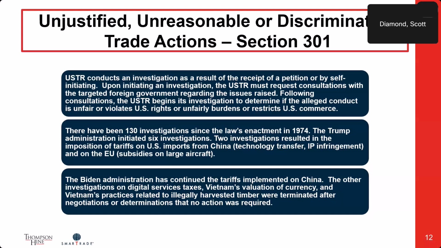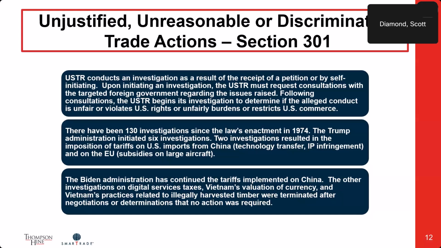And although this has become a well-known tool because of China, historically it's only been used 130 times since 1974, and only 35 times since the creation of the World Trade Organization in 1995. And of those 35, the bulk of those are really believed to have been used primarily to build evidentiary cases and pursue negotiations and dispute settlement at the WTO.